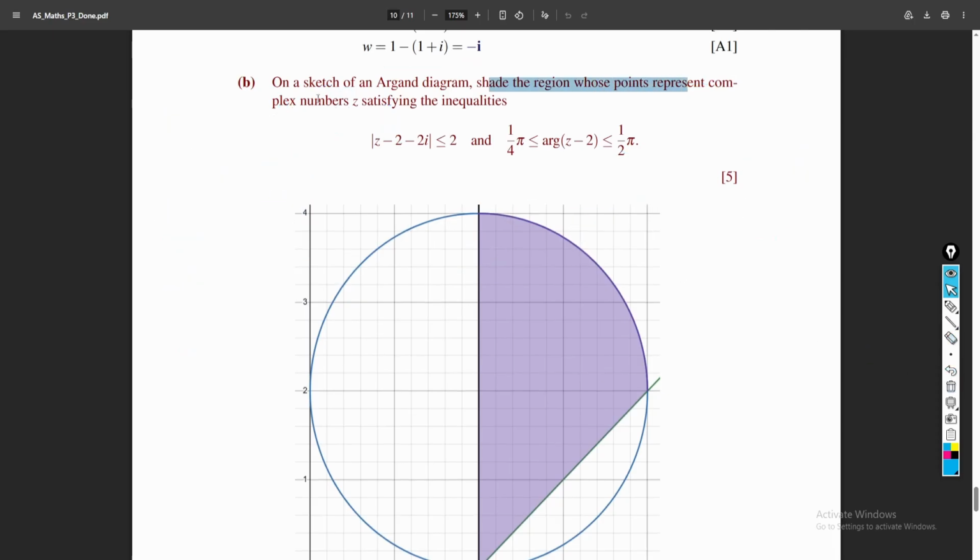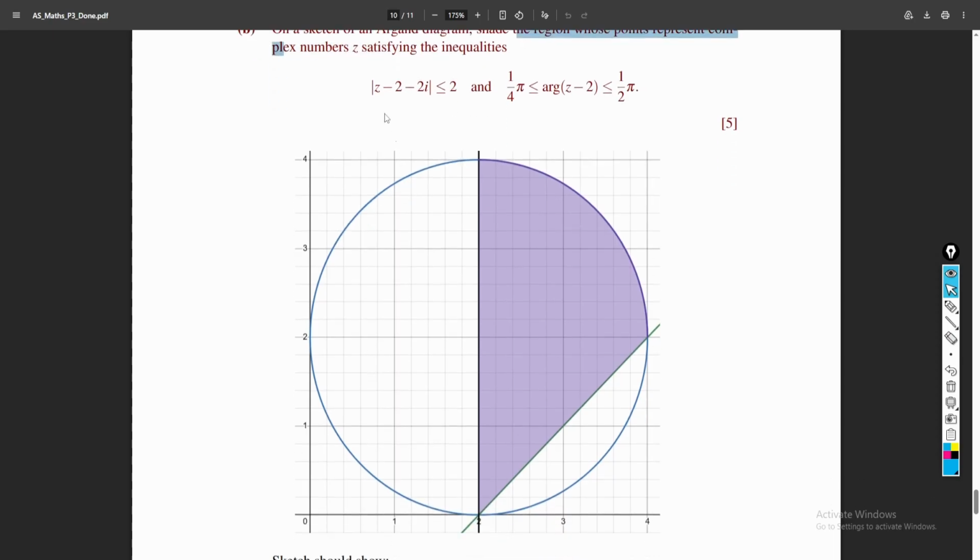shade the region whose points represent the complex number satisfying these two equations. So the first one, basically it's a circle, with center 2 + 2i, so this is the center, with a radius of 2, and it's less than, right? So it can be any region inside.